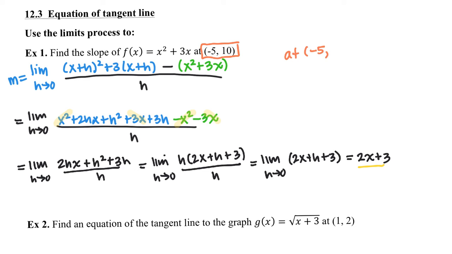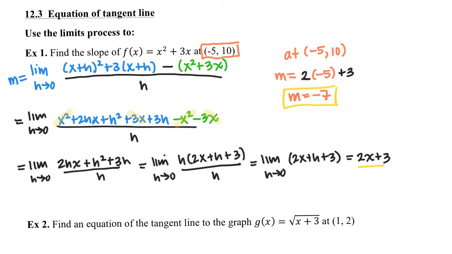So at negative 5, 10, the slope is going to be, using this formula, I'm going to plug in x as negative 5 because that's where I'm trying to evaluate it. So 2 times negative 5 plus 3, which is negative 10 plus 3, which is negative 7. So at negative 5, 10 on that parabola, the tangent line or the graph itself would have a slope of negative 7 at that point.